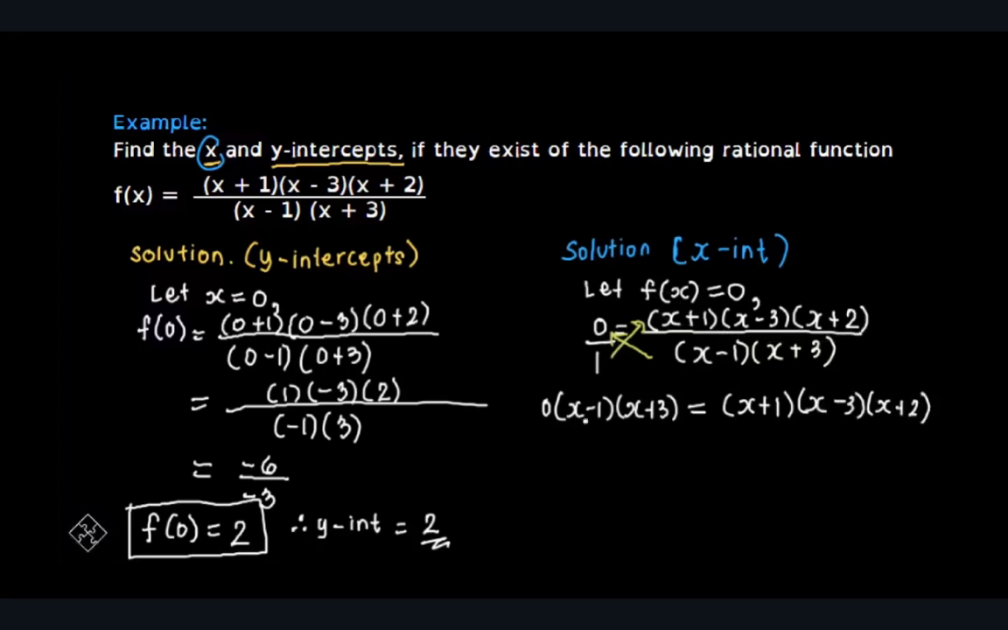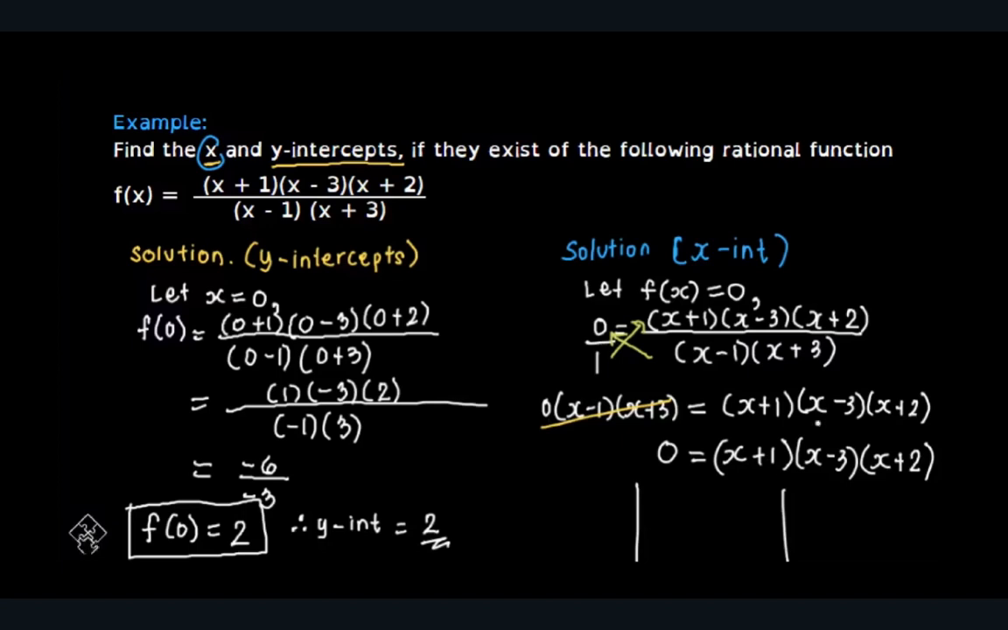Ayan. So, we all know that if you multiply this by 0, we can cancel that. So, that is 0. By the way, we have x plus 1 times x minus 3 times x plus 2. Okay. So, here, we will not have a hard time finding our x-intercepts, because we can see them right away. So, we will just separate them.